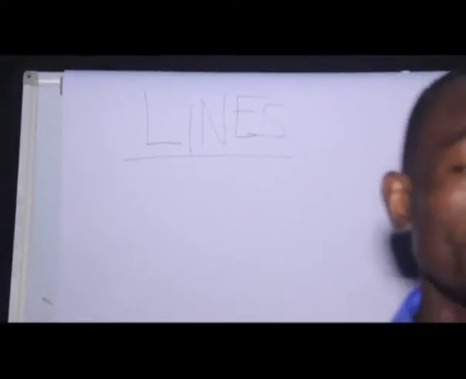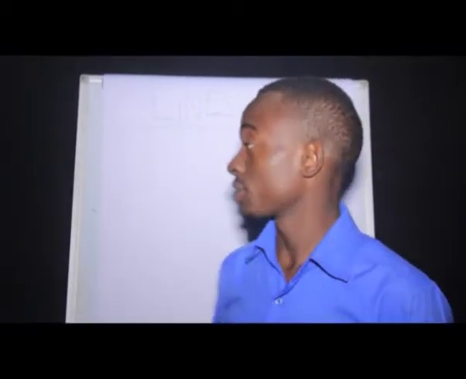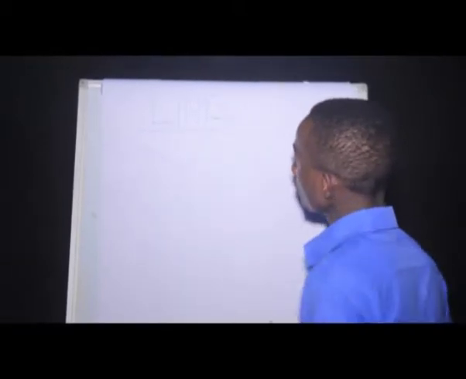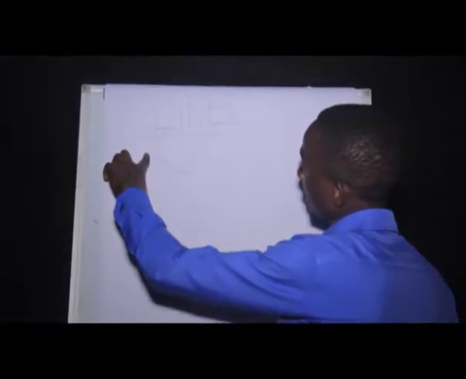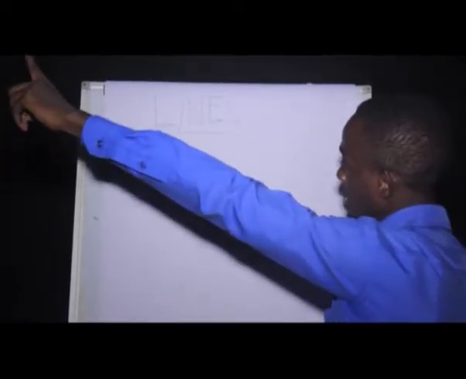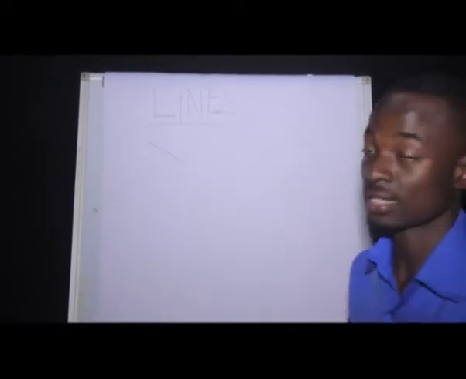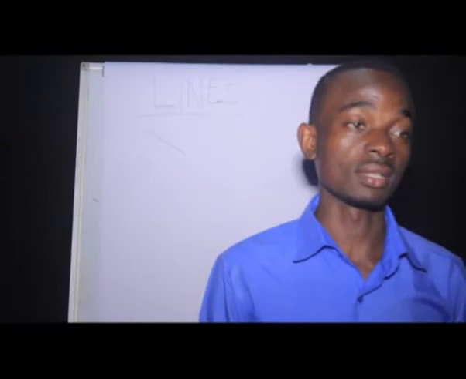In simple terms, we define a line to be a set of points. Now, in mathematics, we always assume that a line extends endlessly, in other words, forever in both directions. For example, if I have a line such as this, we assume that this line is going to extend up to this side endlessly, and this side forever. That is the assumption we make when we are looking at lines in mathematics.